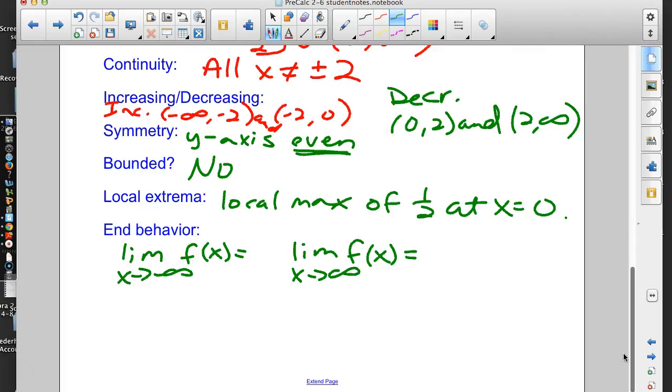Brain's getting ahead of my hands today. All right, as we go to the left forever, what's this graph going to approach? 2. Yeah, that was our horizontal asymptote. How about as you go to the right forever, does that change? Still approaching that asymptote 2.